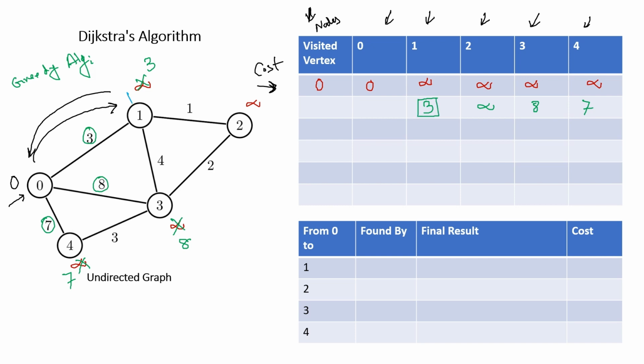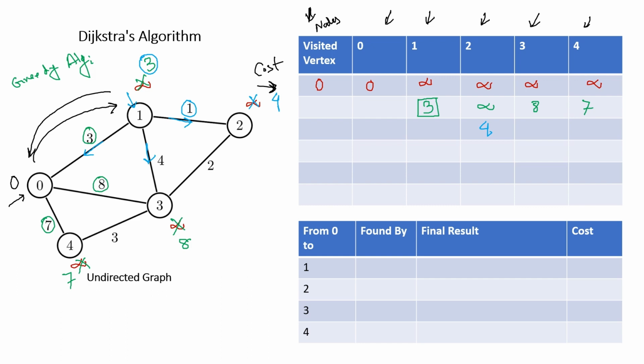We're currently at node 1. From 1, let's go to 2 first. The cost of going to 2 is going to be 1, and the cost of going from 0 to 1 is 3. So the total cost is going to be 4 for visiting 2. So 2 is found and the new cost is 4. So we're going to update the table.